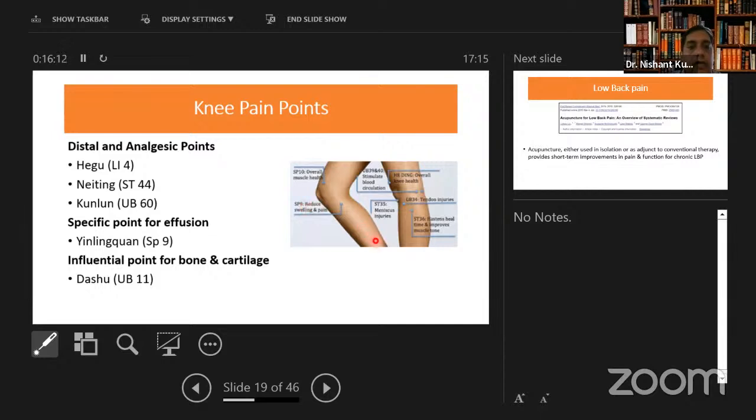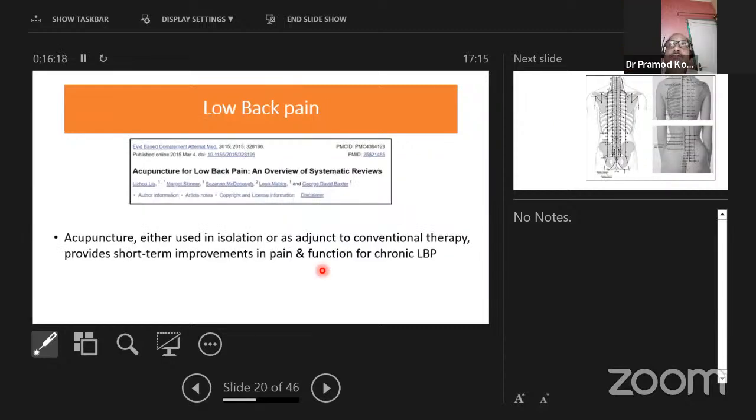I will ask you the location tomorrow, so please be prepared with spleen 9 also. You have to have an idea. The important thing is the local point: you diagnose the disease by your conventional method and choose the point accordingly.